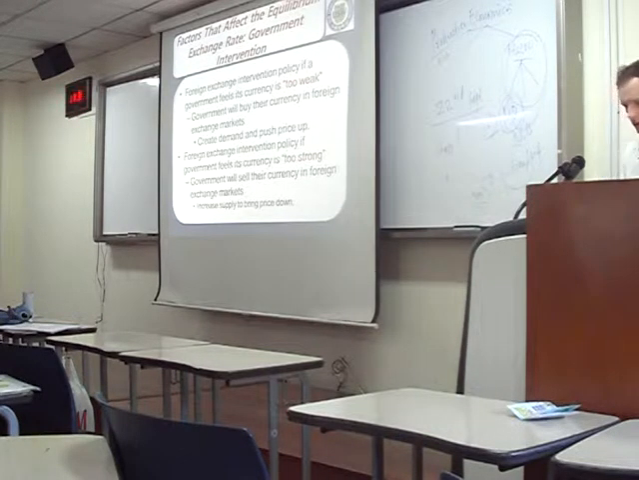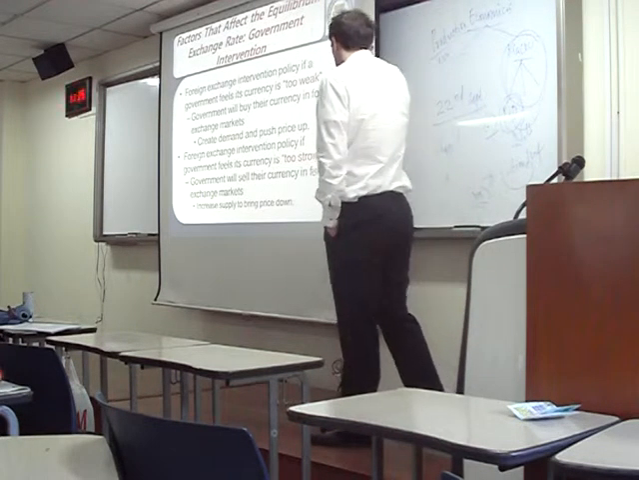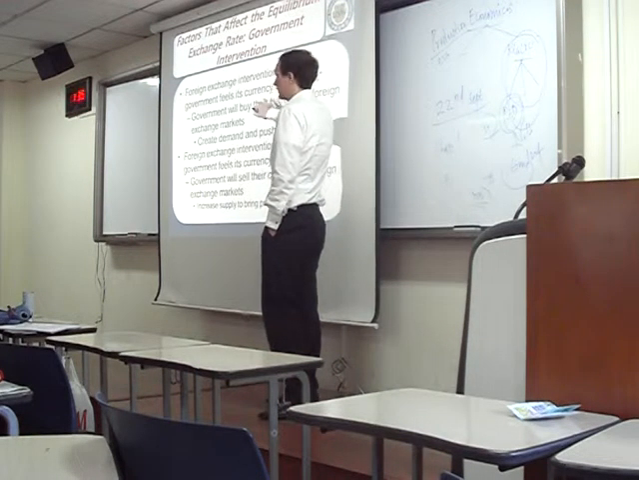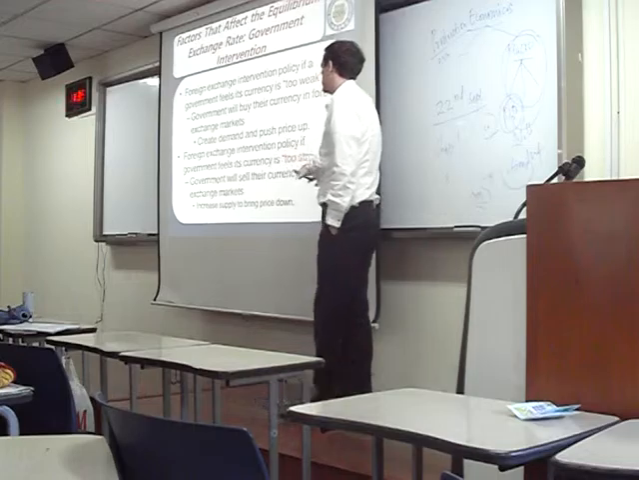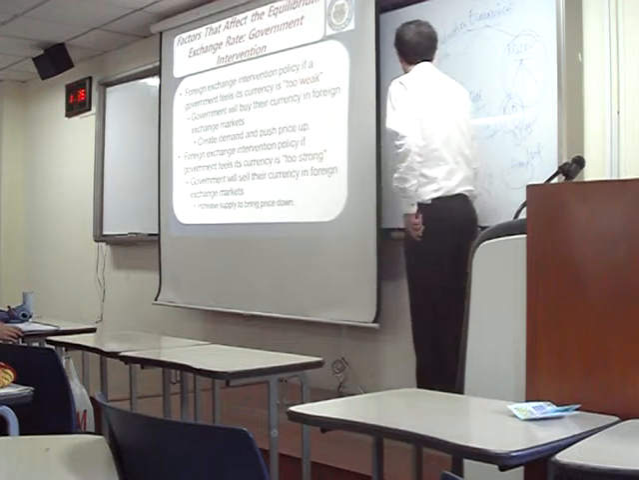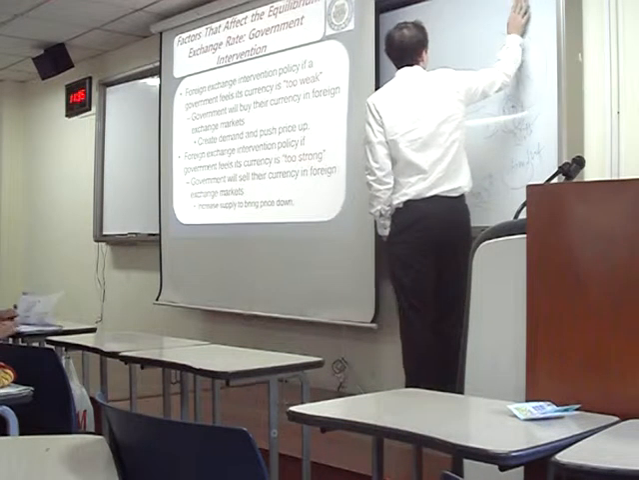So, the government can also intervene. We learned the word to intervene, to come into the middle, right? So, we cannot have this kind of policy. The government feels its currency is too weak or too strong. So what will a government do if it thinks its currency is too weak? Buy its currency or sell its currency?